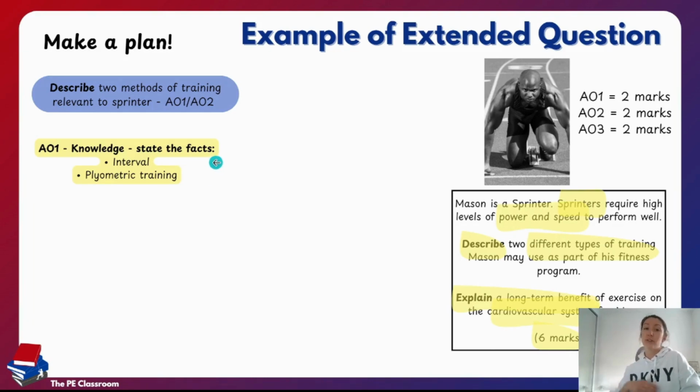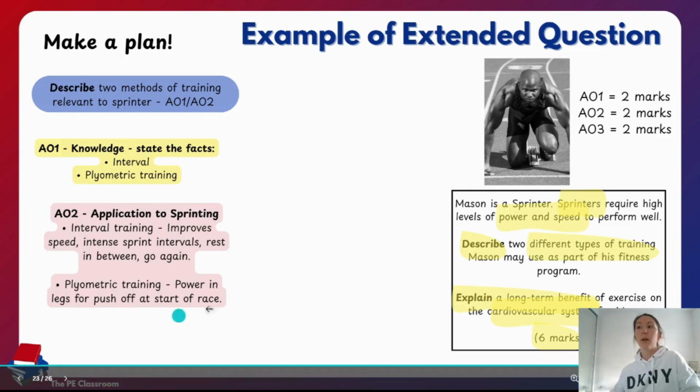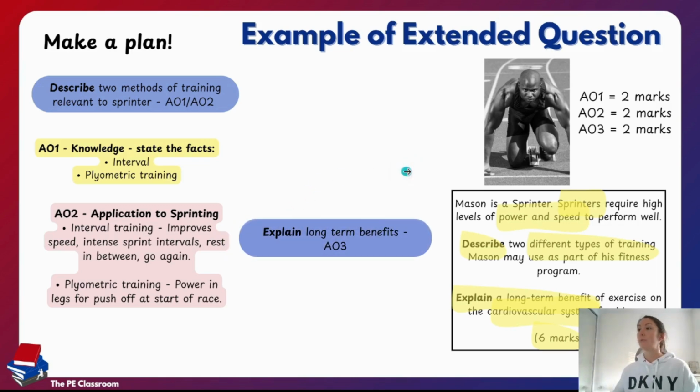Obviously this is just your plan, so you just know what points you need to make, but you know that you need to state or describe them. You then know that you need to apply your knowledge of these methods of training to sprinting. So you might talk about how interval training improves speed: intense sprint intervals, and then rest in between, is how they would train using interval training. And then make a point about plyometric training and power, in which case he needs it for a push-off at the start out of the blocks. So already you're linking it to your sporting examples.